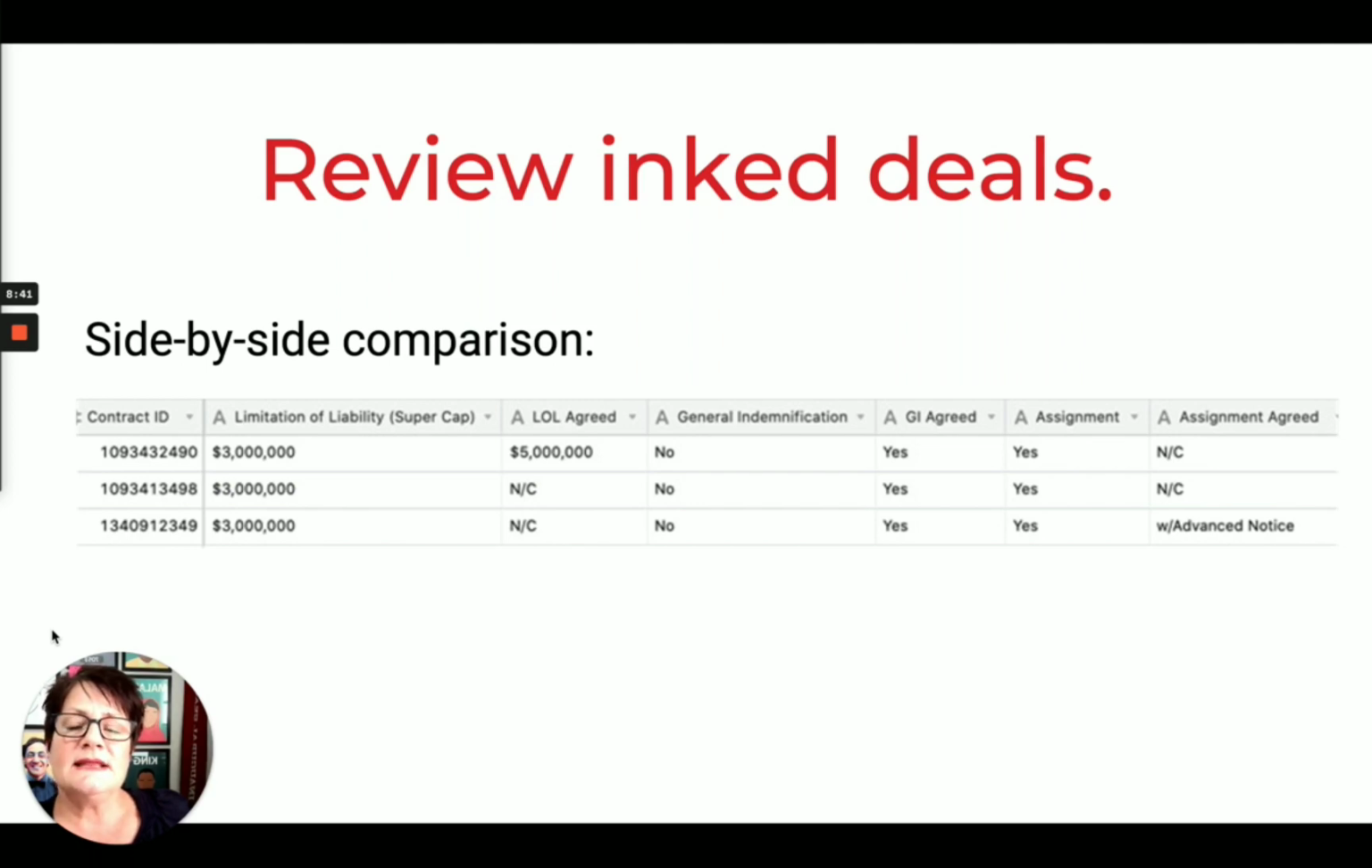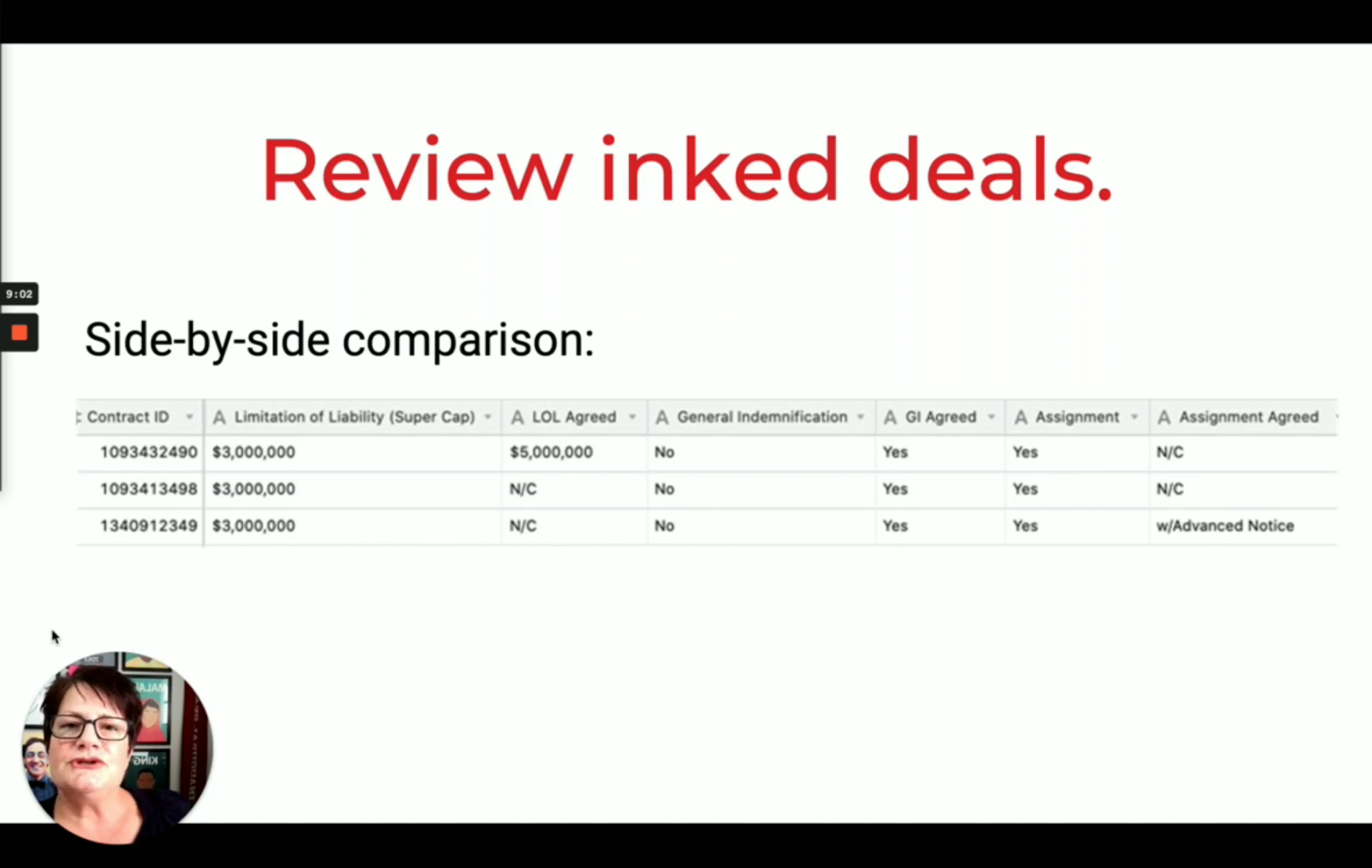Here we see that we have a standard super cap of $3 million. And we see that in 2 of the agreements, our buyers agreed to the $3 million super cap. But in 1 of our agreements, we agreed to an increased super cap of $5 million.